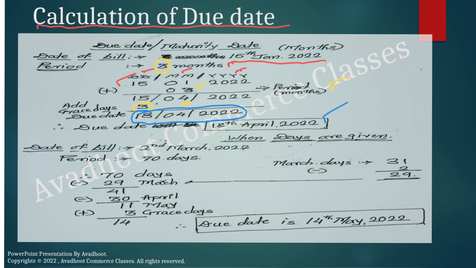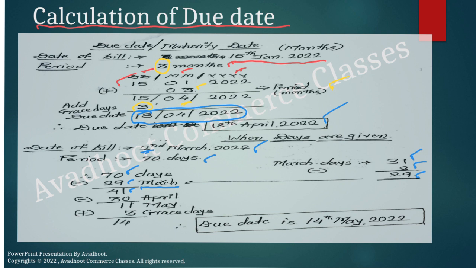Suppose days are given and not the month. Suppose the date of the bill is 2nd March 2022 and the days are given as 70 days. What will your date be? Take the March dates. There are 31 days in the month of March. From that, this second means less 2. How many days remain for the month of March? 29. Therefore, you will have to calculate after 70 days. Take the 70 days minus the 29 days of March as calculated here. 70 minus 29 becomes 41.